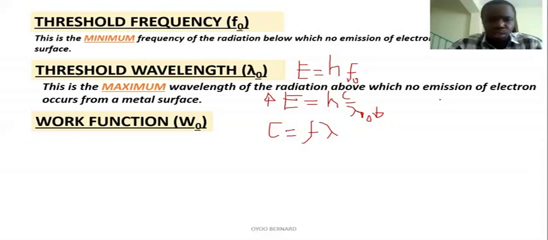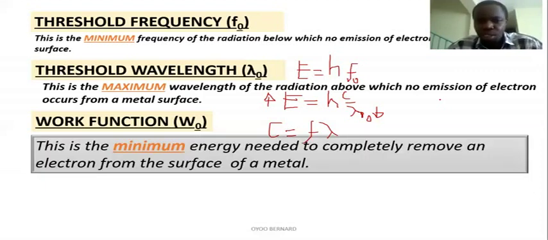Work function. So what is work function? This is the minimum energy needed to completely remove an electron from the surface of a metal. Just like I said, you don't just use radiation that will give any quantity of energy to dislodge electrons. It must meet a certain minimum requirement. That minimum energy that you require to dislodge electrons from the surface of a metal is what is known as work function.